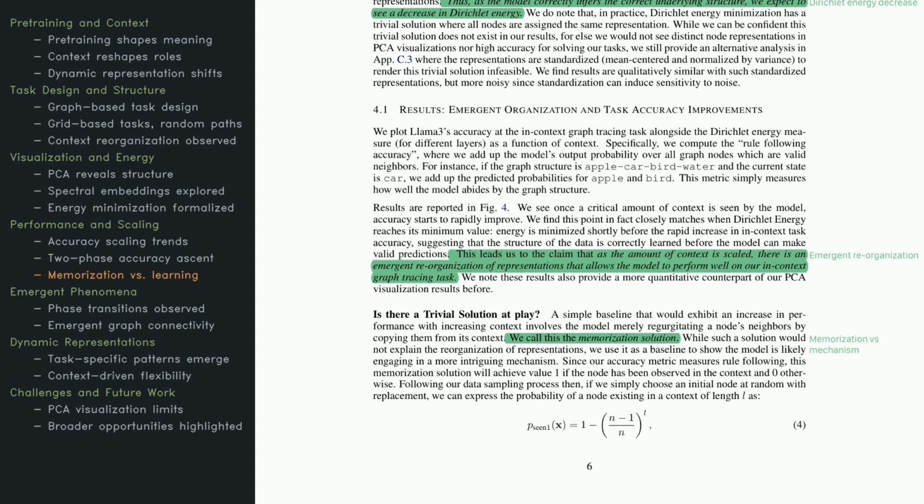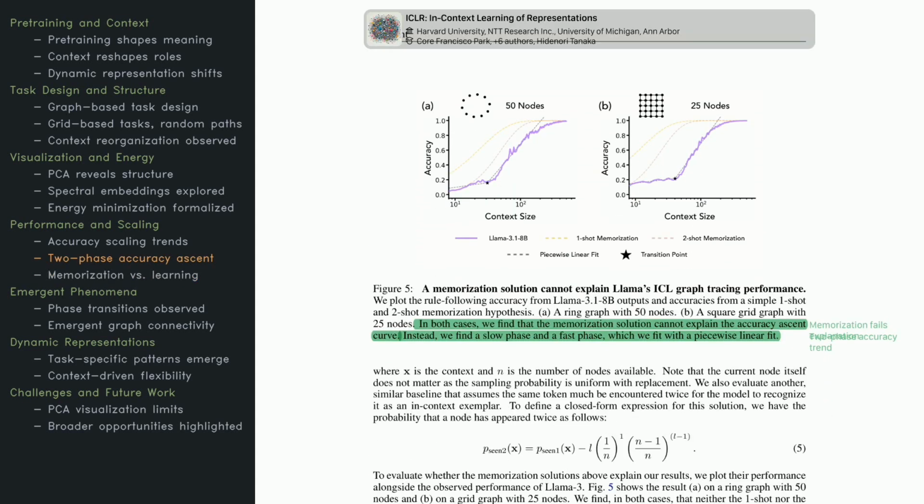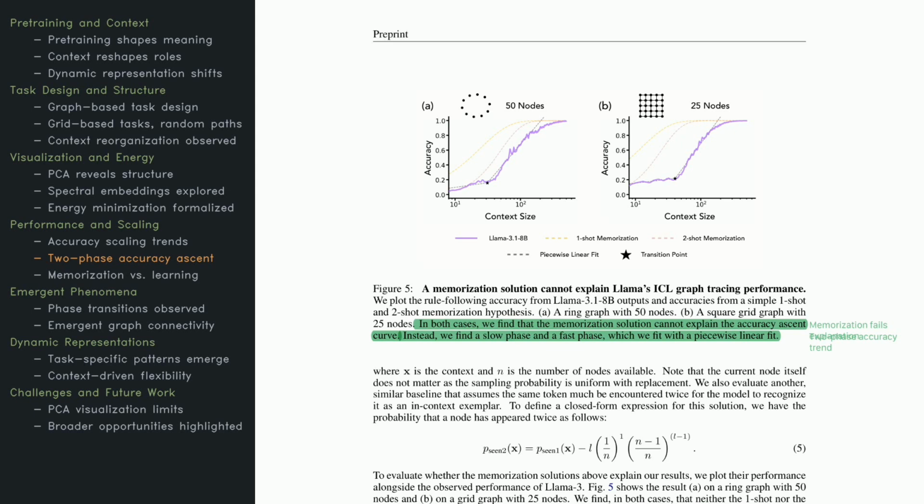If the model were only memorizing, you wouldn't expect the same patterns in representation organization or the same shape of performance gains. Their results show that something more interesting is happening, more akin to real learning than just parroting back what it has seen. So does pure memorization explain the model's performance? The authors look at a ring with 50 nodes and a grid with 25 nodes. If the model were just memorizing, you'd expect a certain pattern. But that doesn't match the actual accuracy trends.